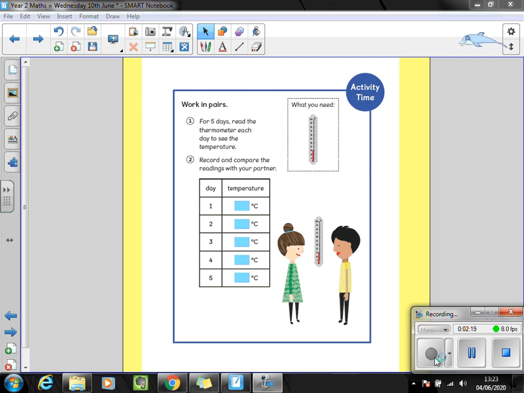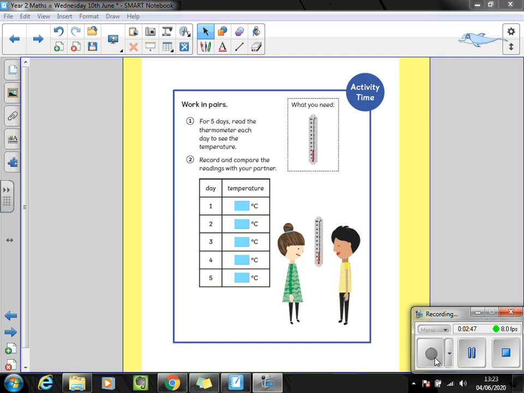Think about though, are you going to measure the temperature tomorrow on Thursday at 6 o'clock in the morning? And then on Friday, do it at midday, and then maybe on Saturday, 8 o'clock in the evening? Talk to your adult about why that wouldn't be a good idea. That's right, it wouldn't be a good idea because you're not measuring the temperature at the same time every day.